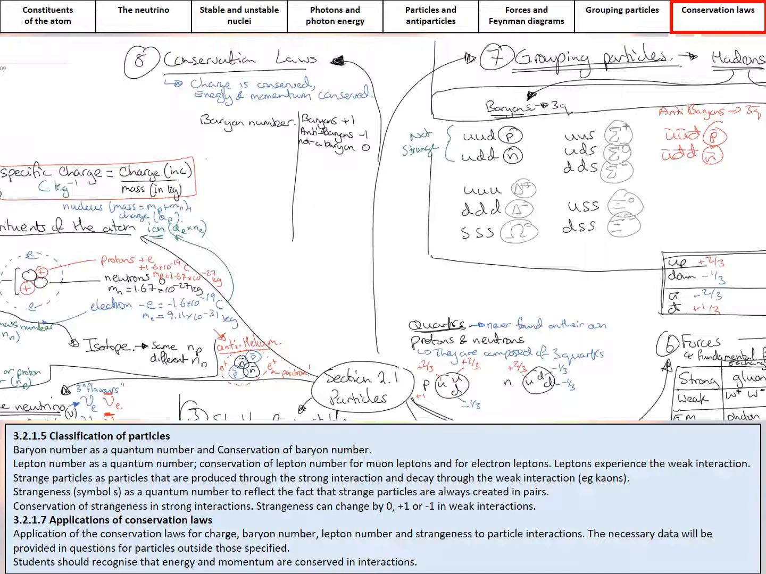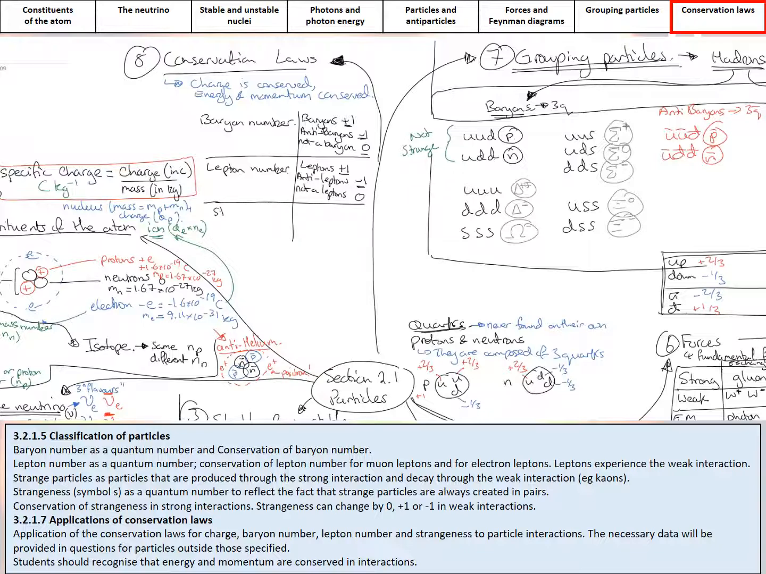So that's baryon number. We also have lepton number, which is basically the same thing but for leptons. So leptons have a lepton number of +1. Antileptons have a lepton number of -1. So these numbers here are lepton numbers. These numbers above are baryon numbers. And therefore, all baryons and exchange particles have a lepton number of 0.